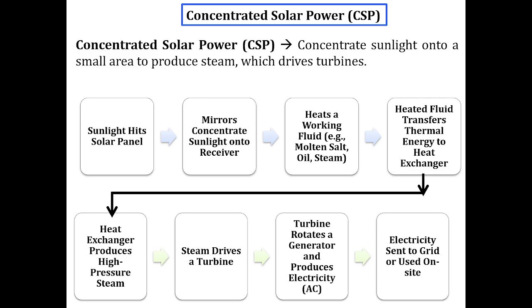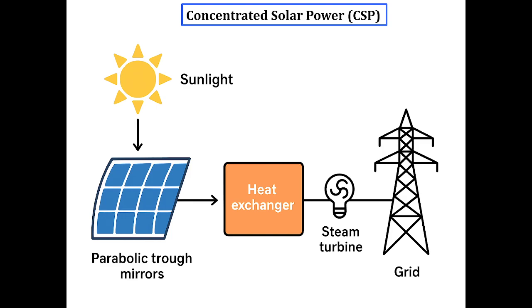Next slide. Concentrated solar power. This slide gives a simple visual representation of CSP. The diagram shows parabolic trough mirrors concentrating sunlight. The concentrated solar energy is transferred to a heat exchanger. The heat exchanger produces the thermal conditions needed to generate steam.